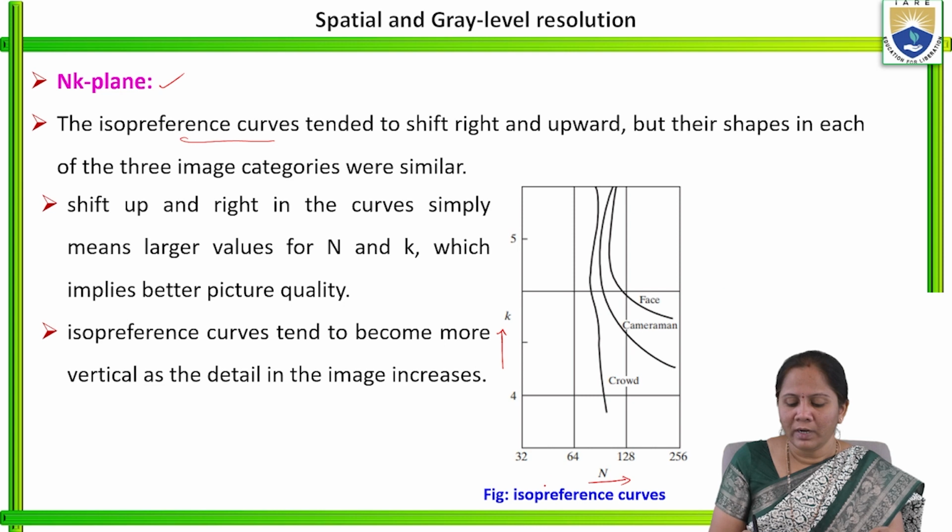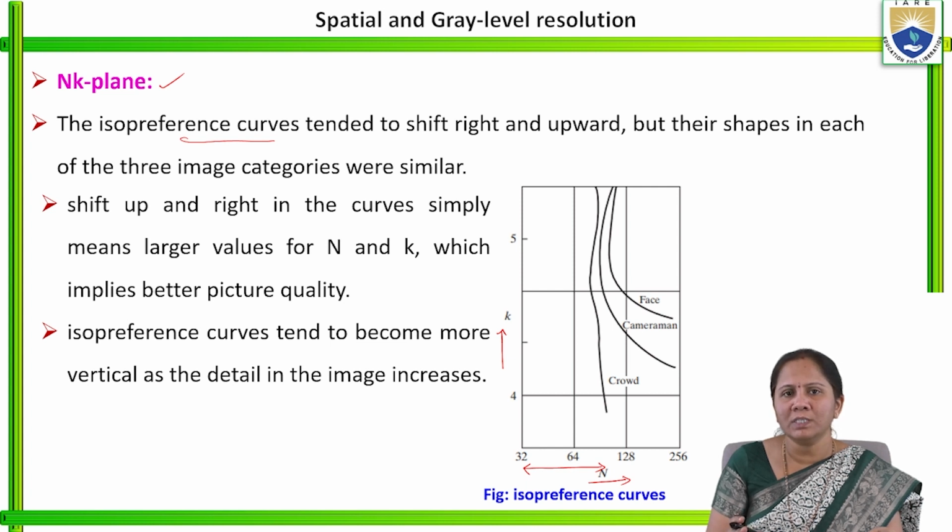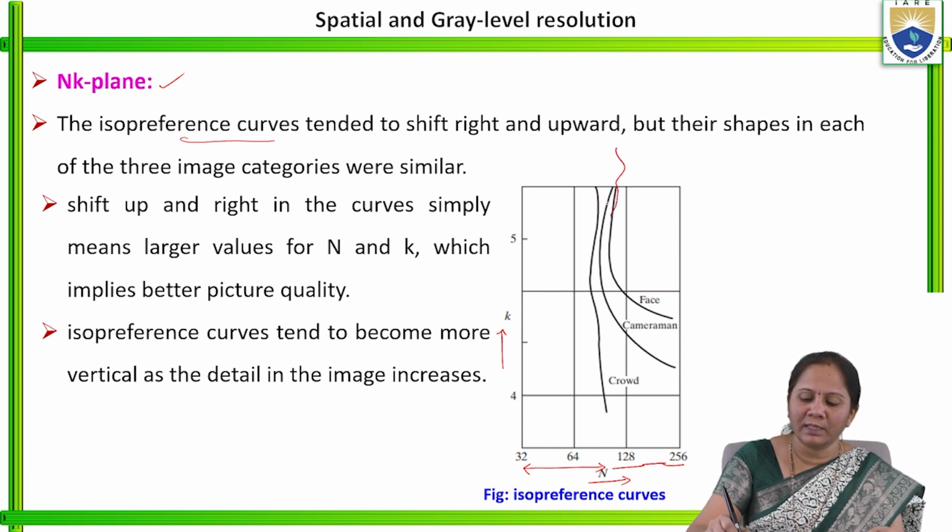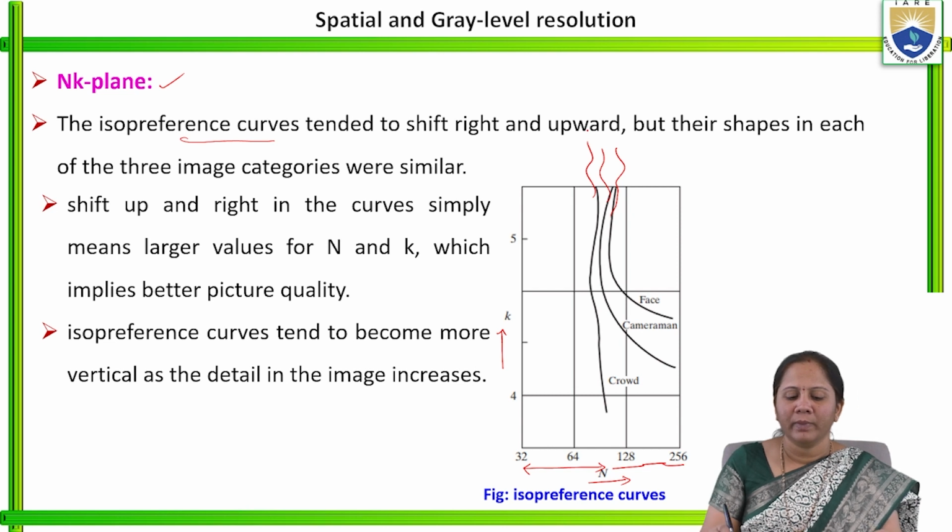These iso preference curves are drawn between the values of N and K. Here we can observe that at the starting values of N and K, there is no information available. As the values of N and K increase, the curves shift towards the right. See here, first the curve of the crowd, next it has shifted, the curve related to the cameraman, and next it has shifted towards the right, and then we can observe the curve of the face. Also, the curves are moving towards the top.